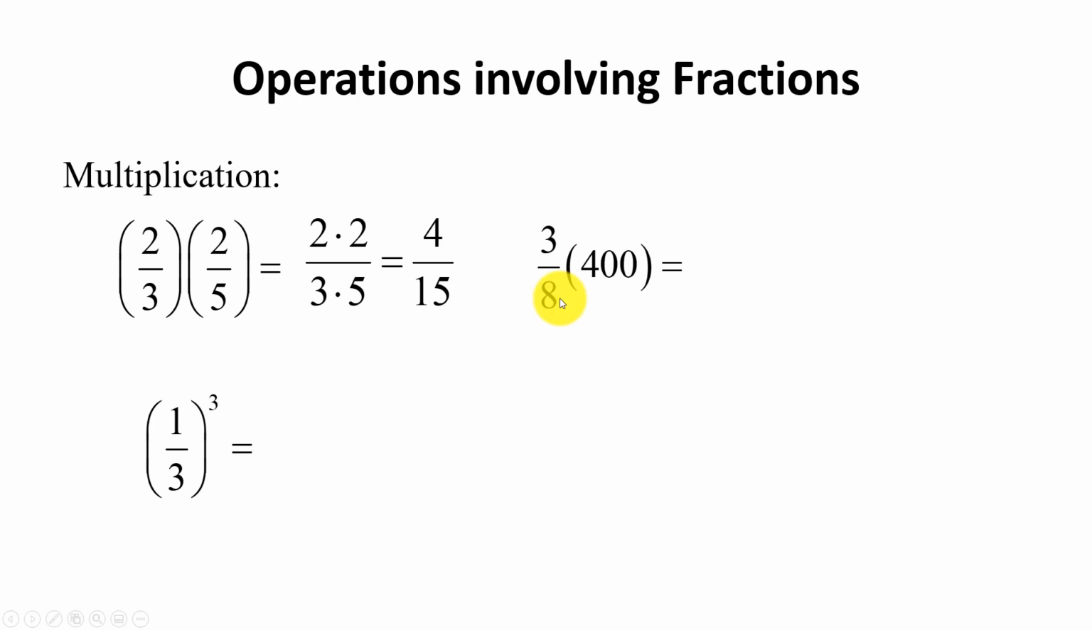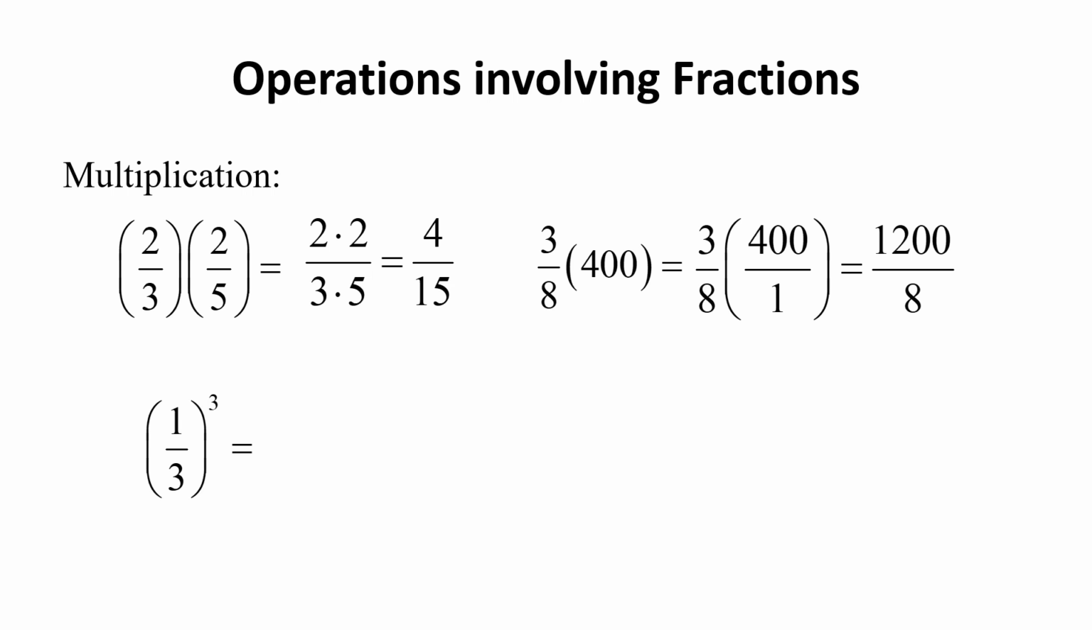If we are multiplying fractions with a whole number, we just put the whole number over 1 and we multiply. So this becomes 3 times 400 over 8 times 1, and that gives us 1200 over 8. And now the next step is to say, will 8 divide into 1200 evenly? And in this case it does, and we get an answer of 150. Technically we can say 150 over 1, but we can just say 150.